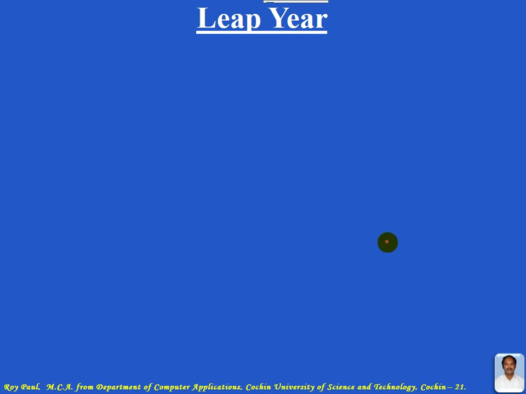Let us write a Python program to check whether a year is a leap year or not. You know what a leap year is. If a year consists of 366 days, it's a leap year. Otherwise, it's not a leap year. So we want to check whether Y is a leap year or not.